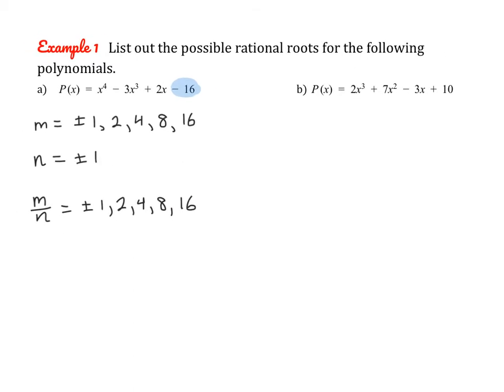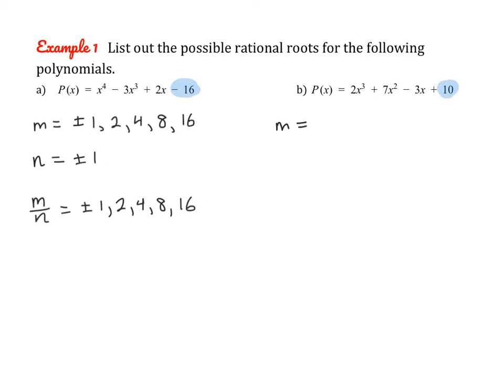Okay, let's look at example B, and again, we're just listing out the possible rational roots. So let's start by listing out our m values, which would be all of the possible factors of 10. So 1, 2, 5, and 10. And then we'll do our n values, which are all the possible factors of that leading coefficient. So 1 or 2.